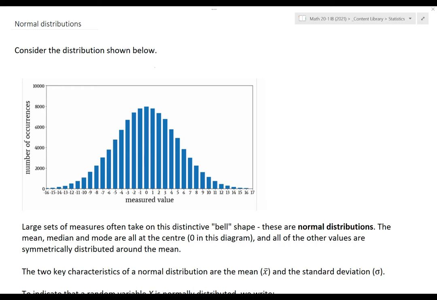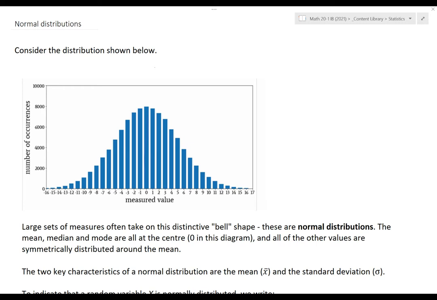So that shape, that distinctive bell shape, that's really common when we have large sets of continuous data. So height distributions, age distributions in populations can look like this. Grade distributions amongst large groups of people. These are called normal distributions.